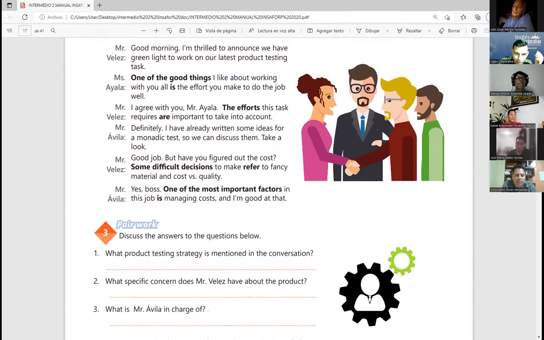But have you figured out the cost? Some difficult decisions to make refer to fancy material and cost versus quality. Yes, boss. One of the most important factors in this job is managing cost, and I'm good at that. Okay. One more time.